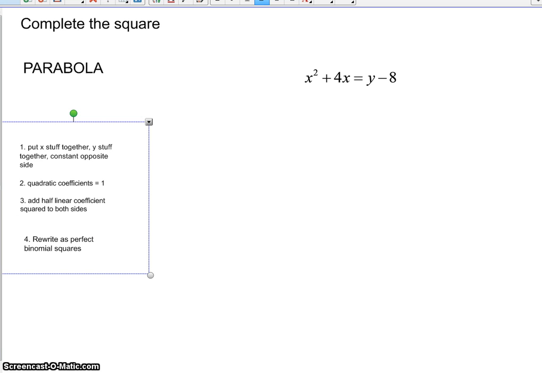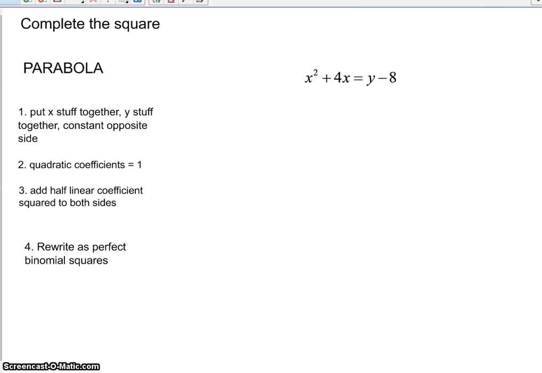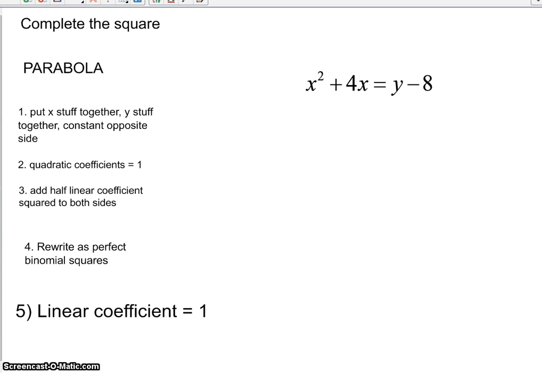All right, so here's yours. Go ahead and do step number 1. Well, I didn't have to do anything, did you? My x is a piece that's squared. My y stuff and my constant are what got put on the opposite side. Step number 2 is actually done as well. I already have my quadratic coefficient as 1. So go ahead now, and really what I need you to do next is step number 3.